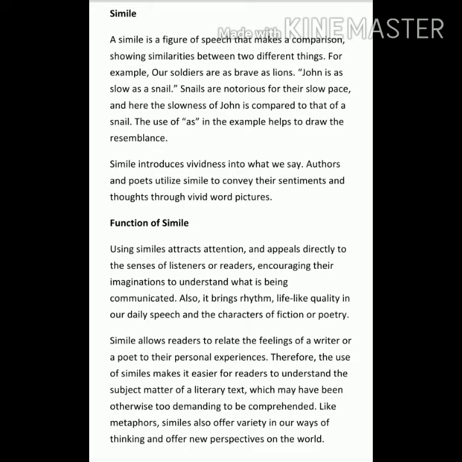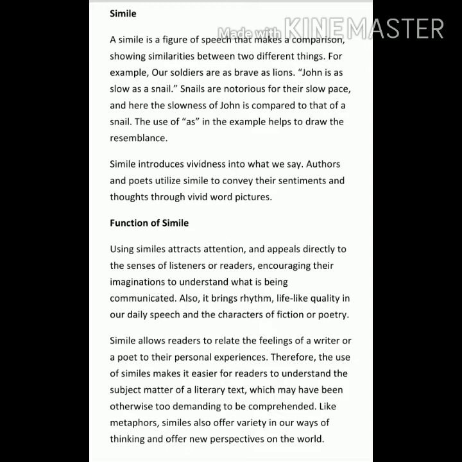The poets and writers make use of similes as they attract attention, and it appeals directly to the senses of listeners and readers. It encourages their imagination to understand what is being communicated by the writer or by the speaker. And one more beautiful thing about simile is that it brings rhythm, or it brings a lifelike quality in our daily speech, and of course to the characters of fiction or poetry.